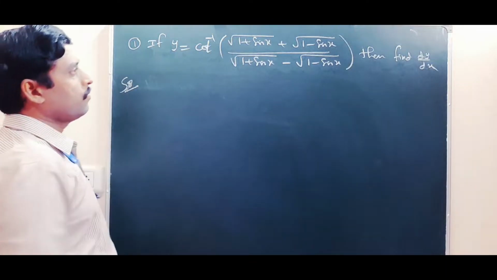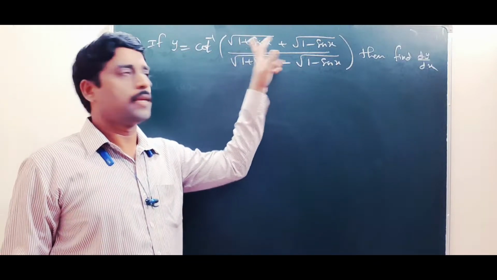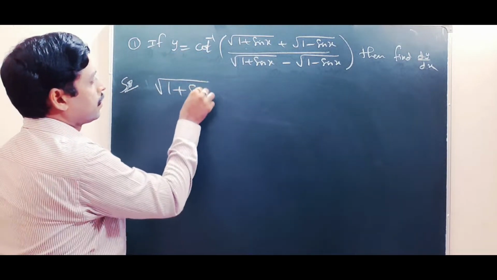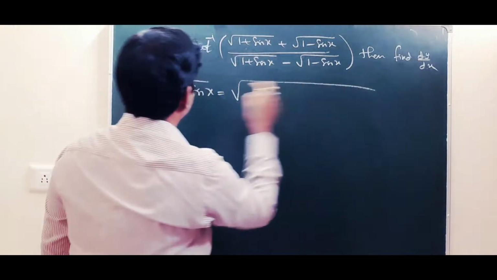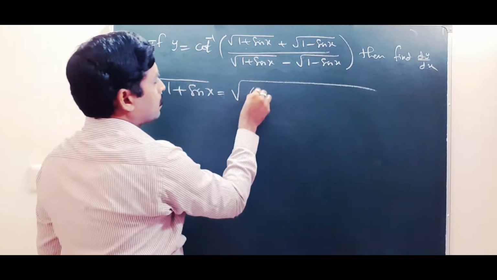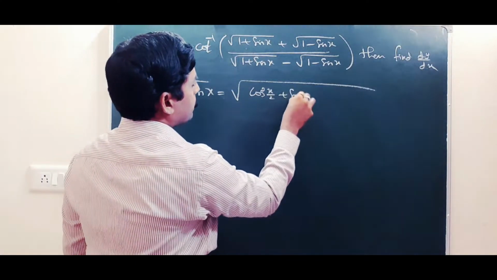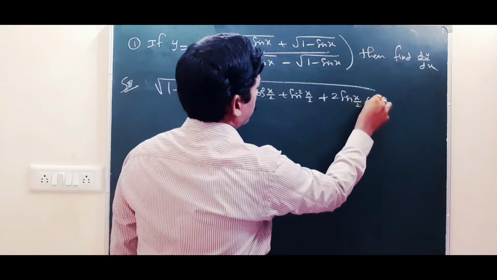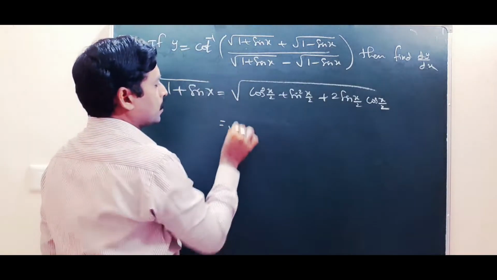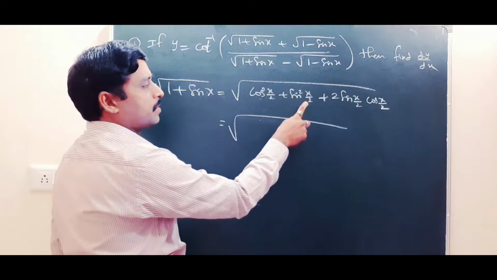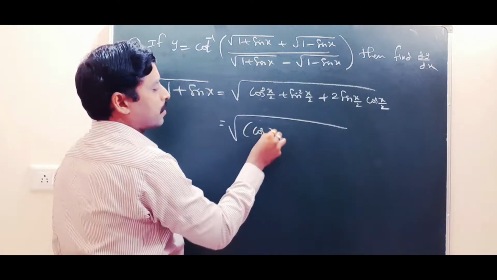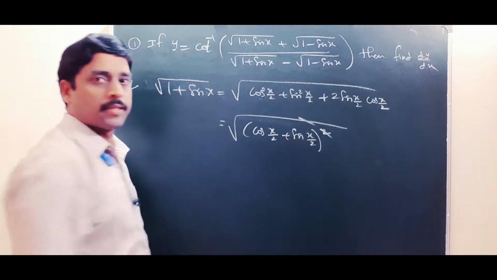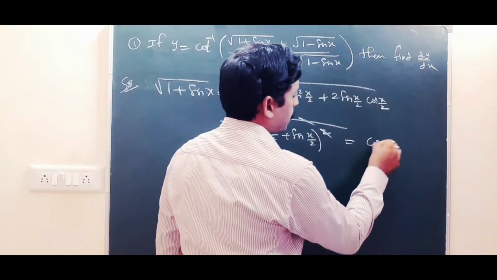Okay. First we have to find root under 1 plus sin x as well as root under 1 minus sin x. So root under 1 plus sin x will be root under cos square x by 2 plus sin square x by 2, and the sin x formula is 2 sin x by 2 cos x by 2. It will be root under the form of a square plus b square plus 2ab, which is a plus b whole square. Cos x by 2 plus sin x by 2 whole square. The root and the square get cancelled. It will be cos x by 2 plus sin x by 2.